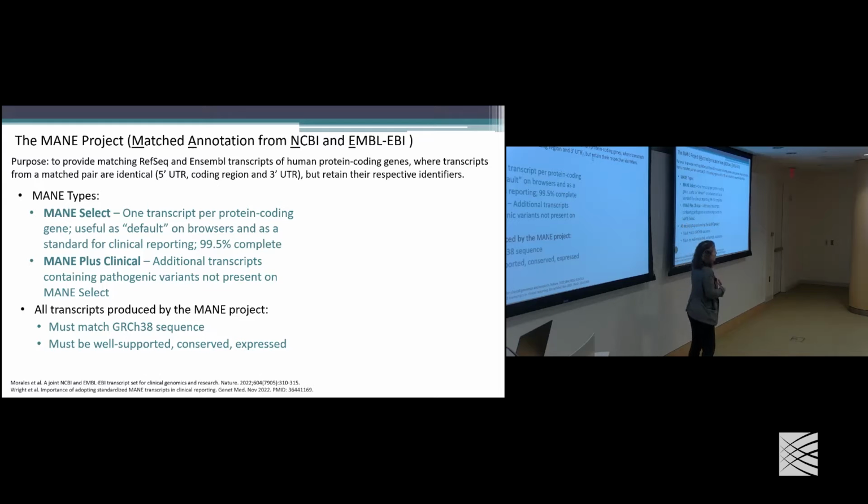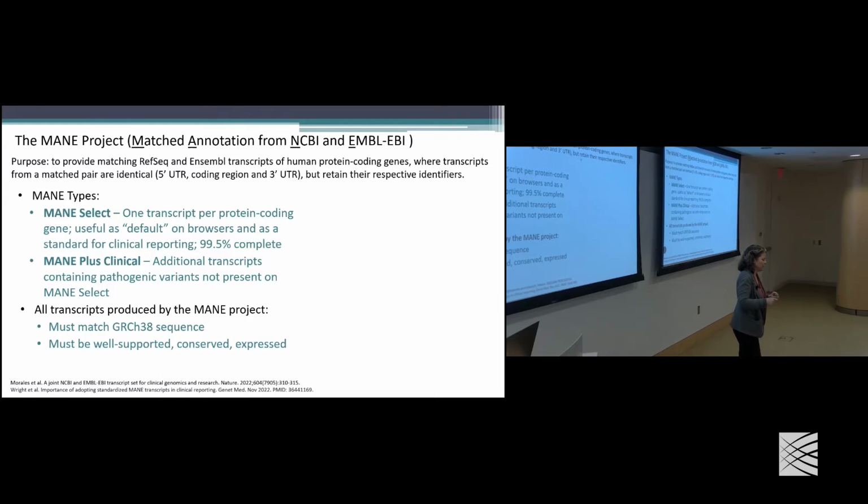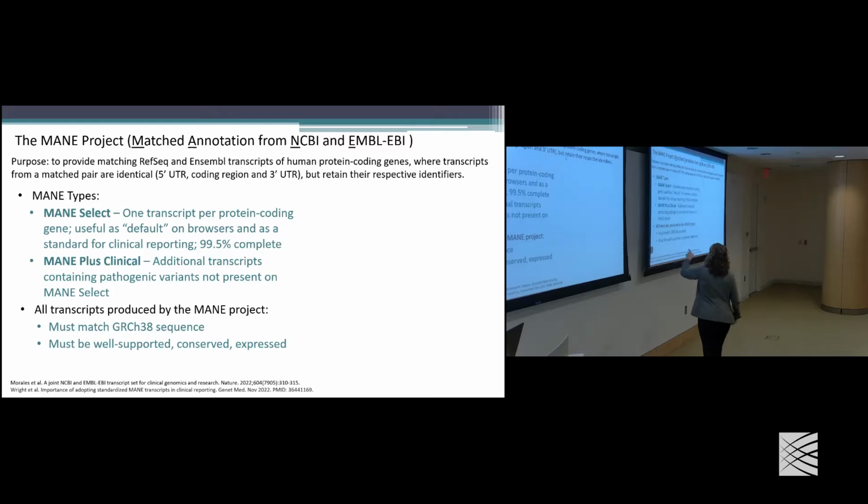Now, they also will tag what's called MANE Plus Clinical, and that is additional transcripts for the gene for which there are exons or non-coding UTRs that have known pathogenic variation that is absent from the MANE Select transcript. That way, if you're offering a clinical test, you can ensure that you're covering all of the regions that could harbor pathogenic variation. Again, it does not mean that there are no other biologically relevant transcripts beyond these two sets.